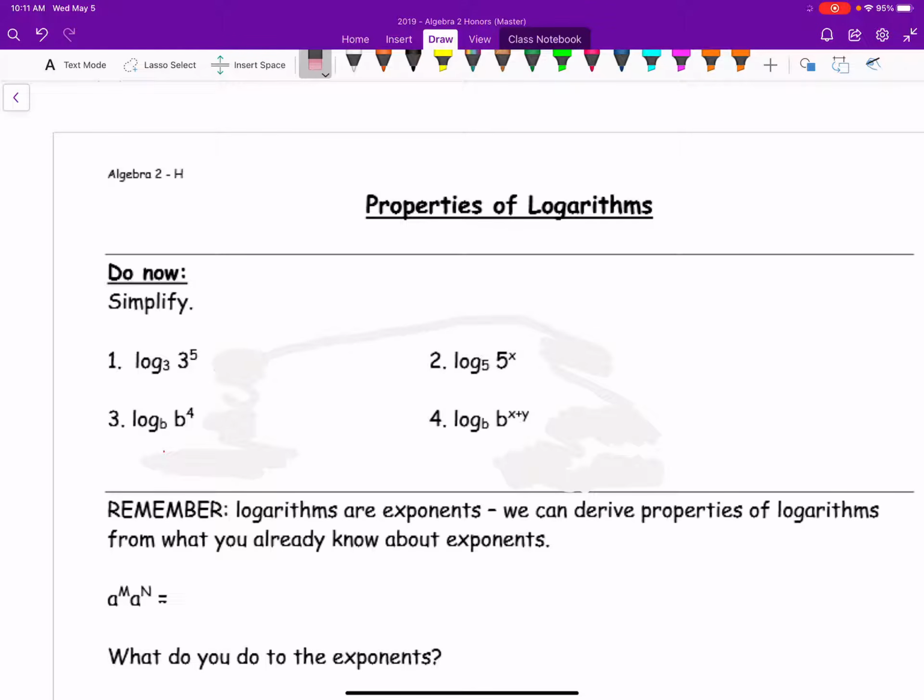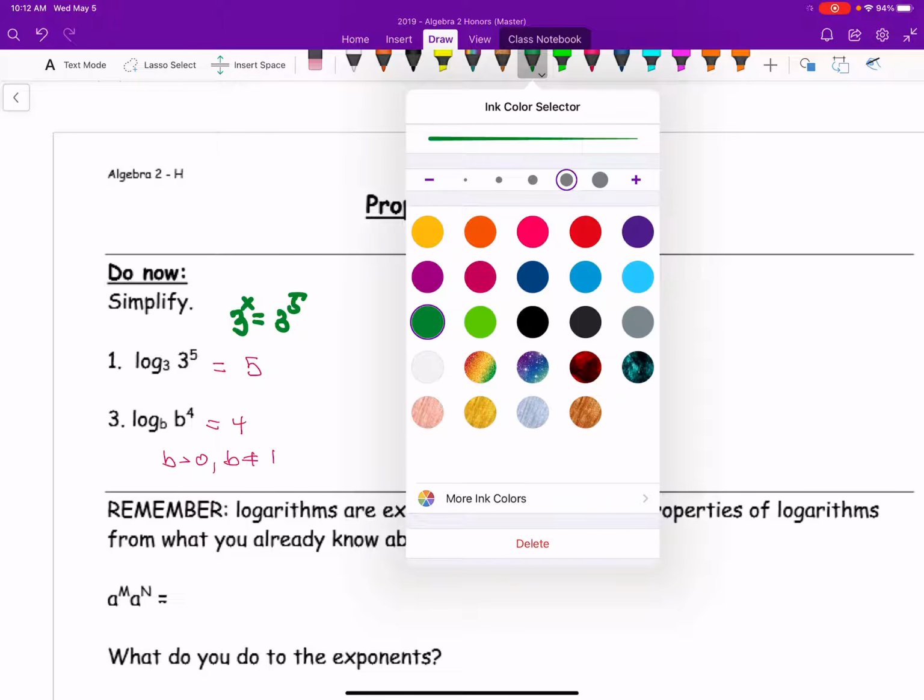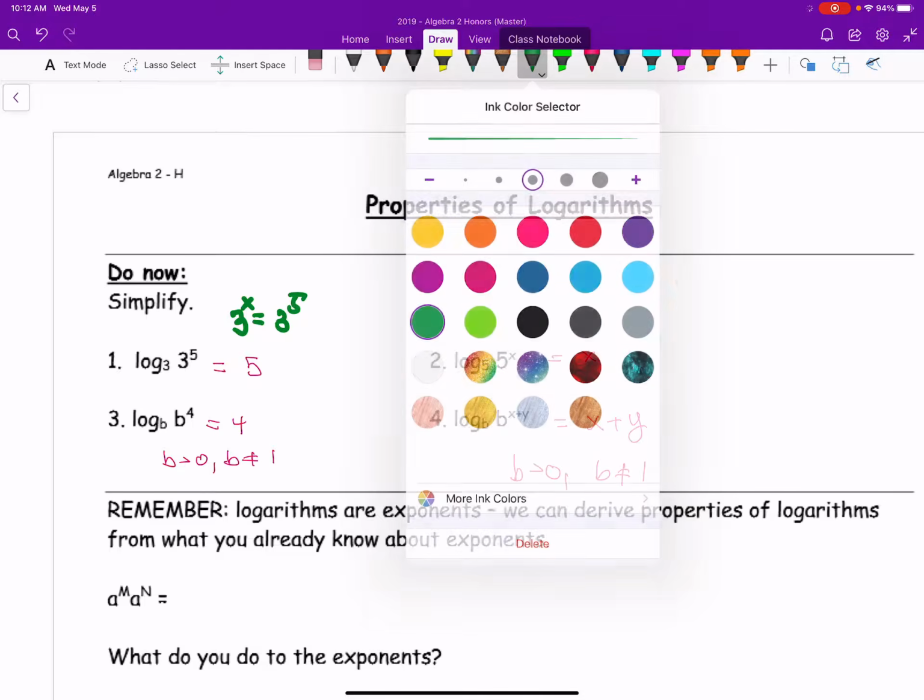Properties of logarithms. If you've not done the do now, pause the video first and try them. The key ingredient here is that you're looking for what should I raise 3 to get 3 to the 5th. Hopefully you're getting past the point where you say 3 to the x is equal to 3 to the 5th. Oh, I need to raise it to the 5th power.